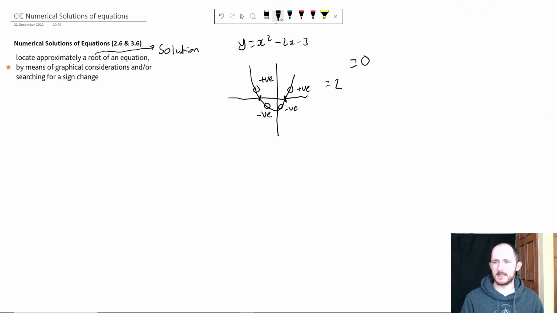So what I could do is, let's say this value here was 1, and this value here was 2. If I sub in x equals 1 and x equals 2, and I notice that there's a change in the sign, either from negative to positive or positive to negative, then I can say that this implies that there is the existence of a root between 1 and 2. And from there you can use something like iteration in order to find what the exact value is. Okay, so that's basically the notes on this.